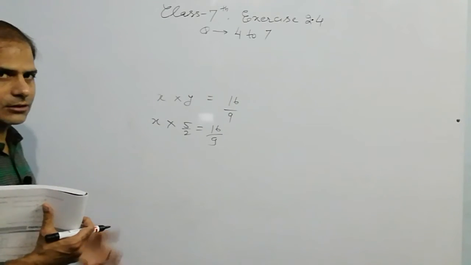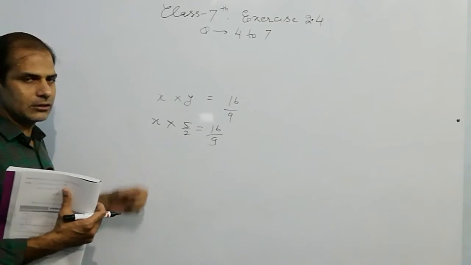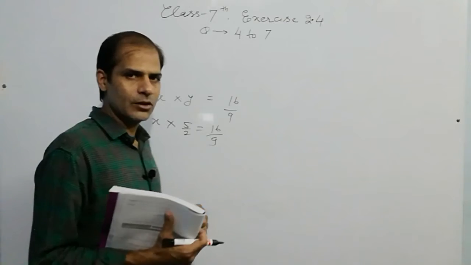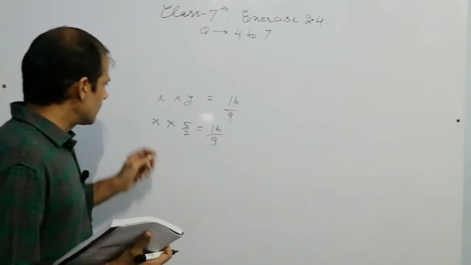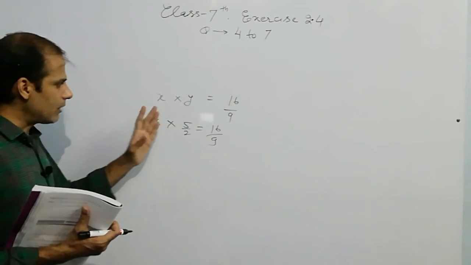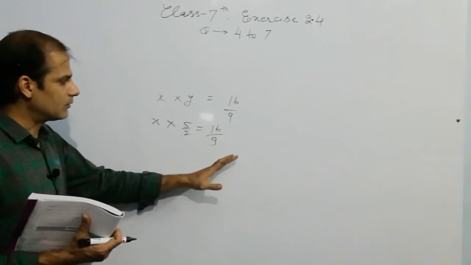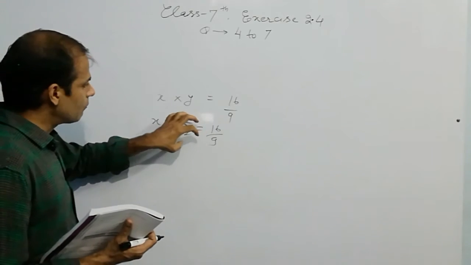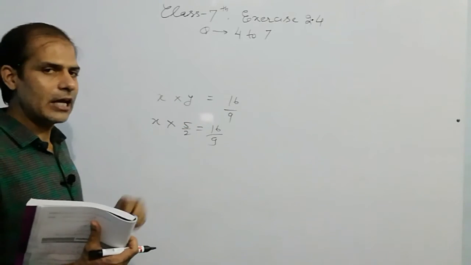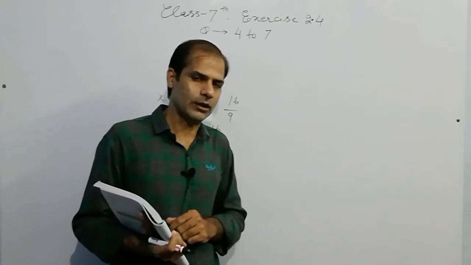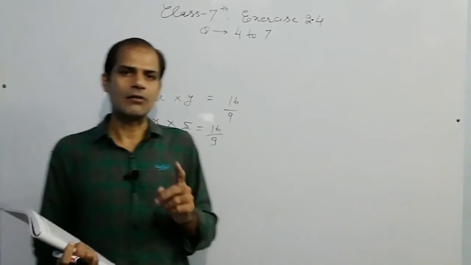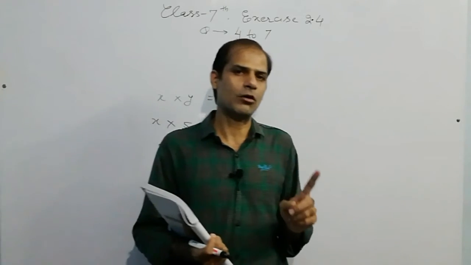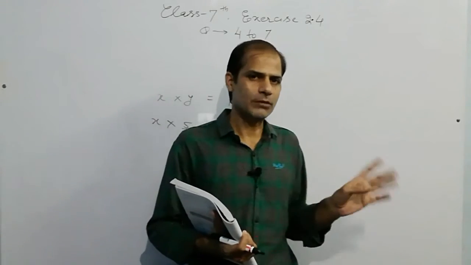The last step is very important. If you write the relation in a proper way, you can find the value easily. So we have to find the value of x. Then 5/2 will be the denominator on this side, means 16 upon 9 को 5/2 से divide करना है. Then we will use the property of reciprocal. What is that? Convert a division operator into multiplication, write the reciprocal of the denominator and perform the calculations.